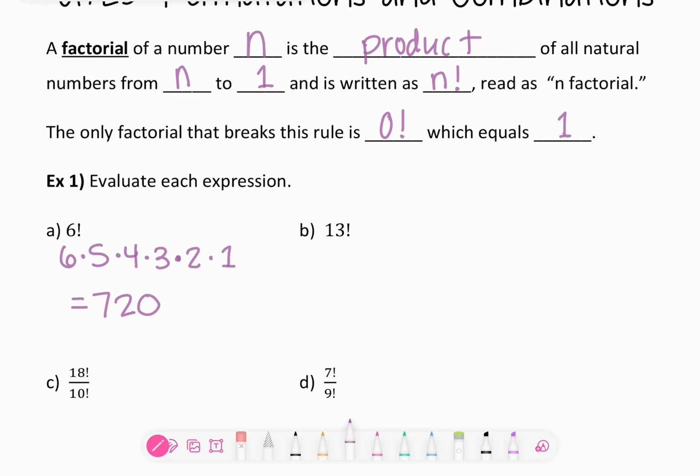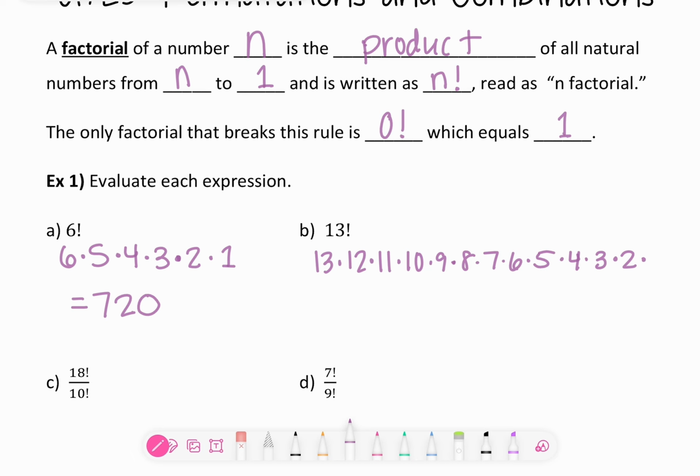Let's do the same for 13 factorial. Hopefully you realize that 13 factorial is in fact going to be much larger than 6 factorial, because we're going to do the same thing, except we're going to start with 13 and multiply all the way down to 1. So 13 times 12 times 11 times 10 times 9 times 8 times 7 times 6 times 5 times 4 times 3 times 2 times 1.